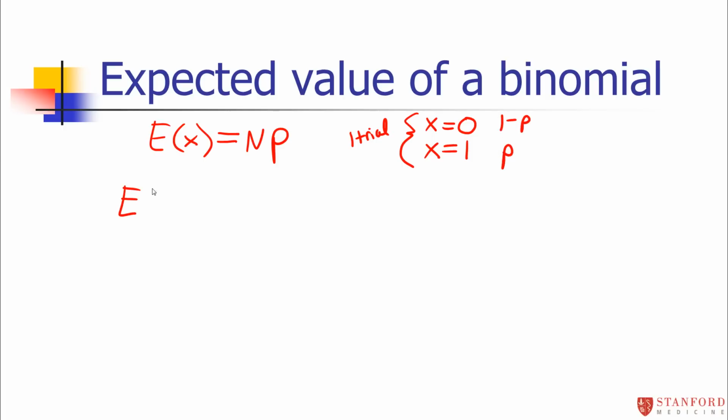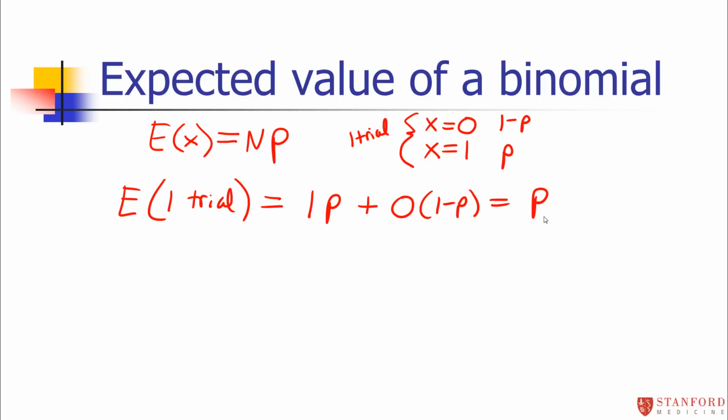So if I ask, what's the expected value when you just have one trial, how do we calculate expected value? We multiply x times its probability, so 1 times p plus 0 times 1 minus p, which of course just simplifies down to p. So that's the expected value for one trial.